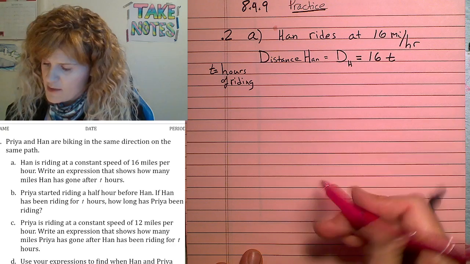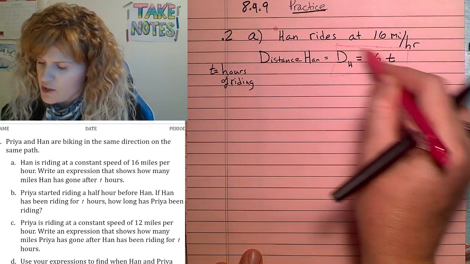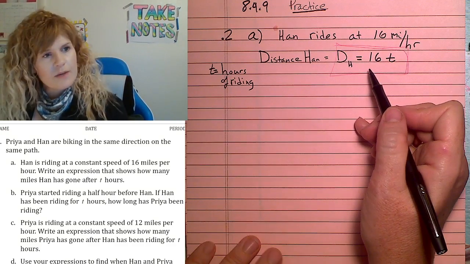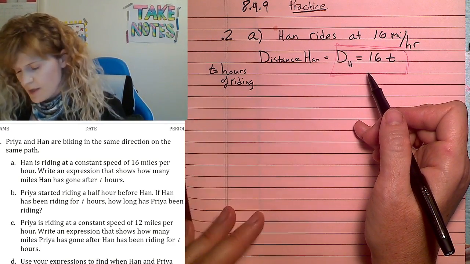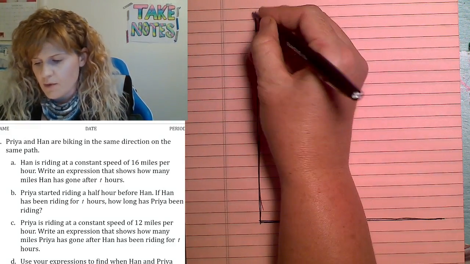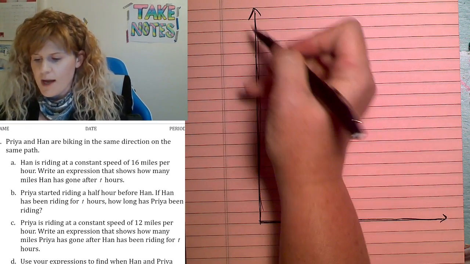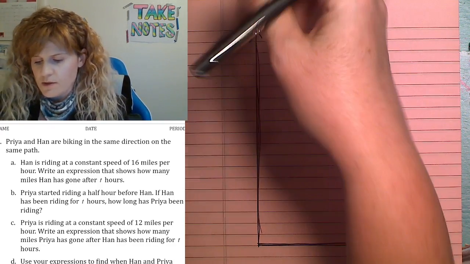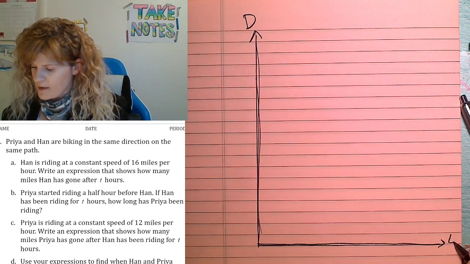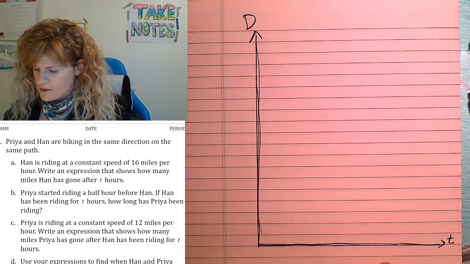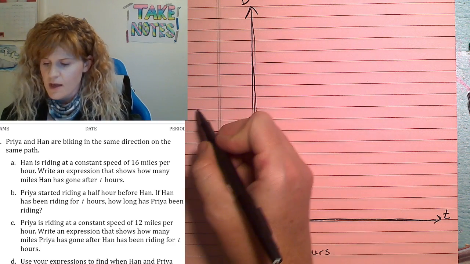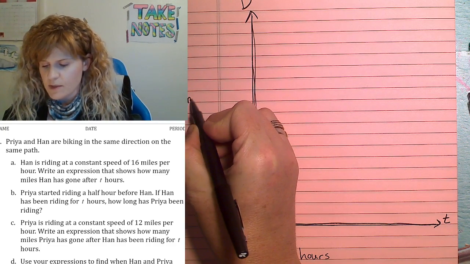Okay, so A is finished. That was easy. I wrote an expression showing the distance that Han has traveled. I'm going to go ahead and use this expression really quickly because I want to make sure that you really feel this math. So on my next page here, I'm going to graph it. And on the y-axis is distance. And on my x-axis is time in hours. Let's go ahead and label our axes. You should always label your graphs. So on the x-axis, hours. On the y-axis, distance, which is in miles.